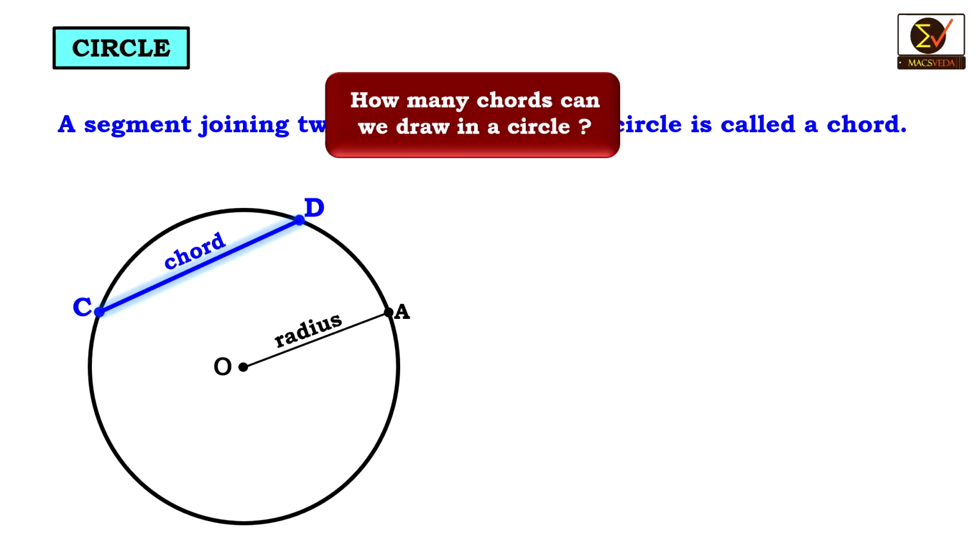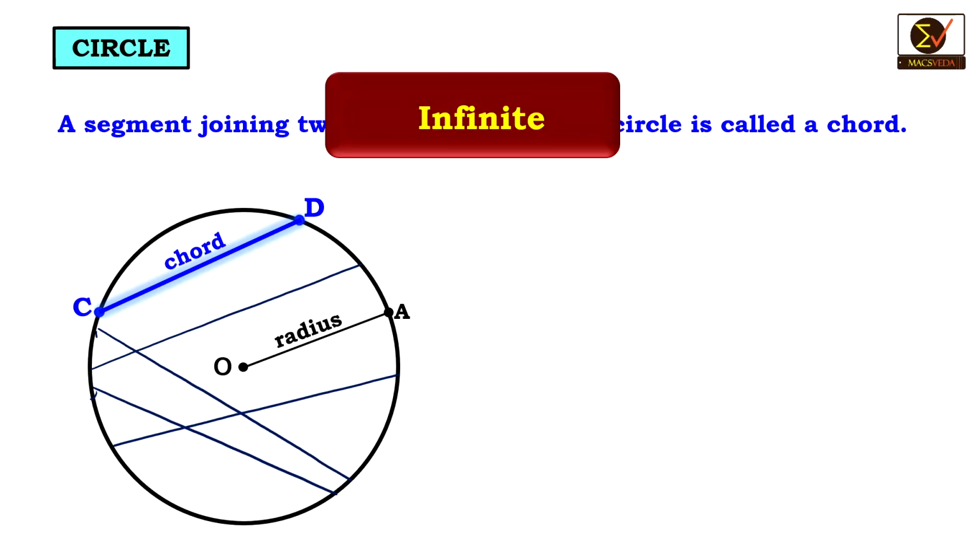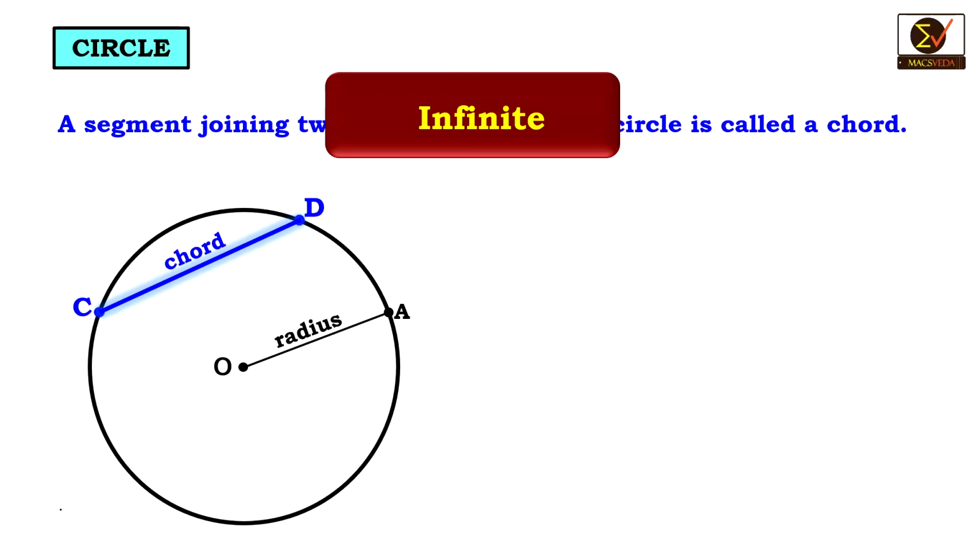And again, how many chords can we draw in a circle? We can draw infinitely many such chords. Just join two distinct points. Take any two distinct points, join them, you get a chord. Wonderful. So we can get infinitely many chords in a circle. Fine.